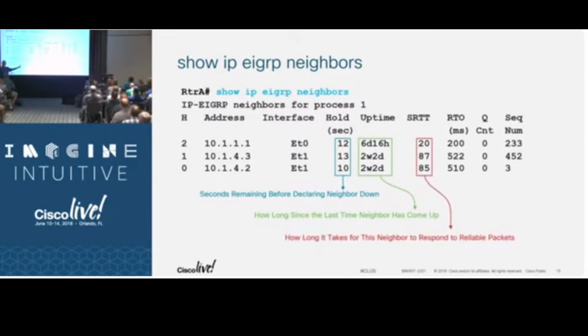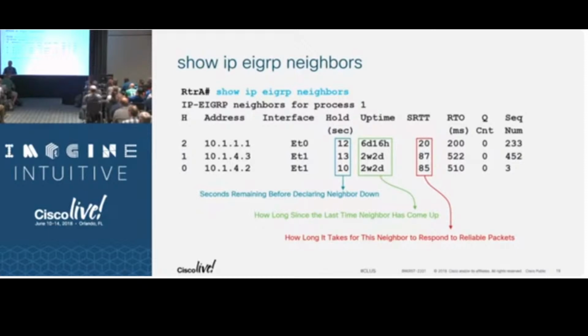Smooth round trip time, this is something interesting. The smooth round trip time is an estimate of how long it takes when I send a reliable packet to the neighbor and the neighbor acknowledges that it got the packet. By the way, when I say reliable packet, what is a reliable packet for EIGRP? What does it mean? Unicast could be, but we also have reliable multicast in EIGRP. It has to be acknowledged.